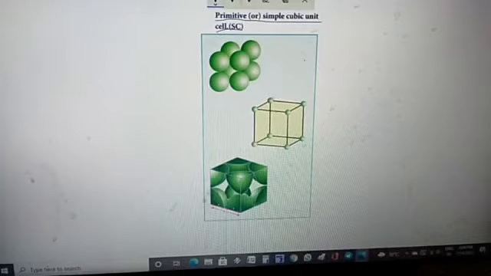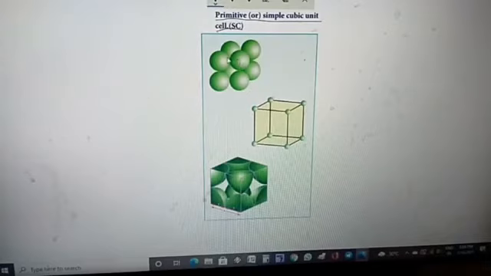Now this is called the space filling structure. This space filling structure explains the arrangement of particles with their actual size. See how they are arranged. That much size can be represented in the space filling model.